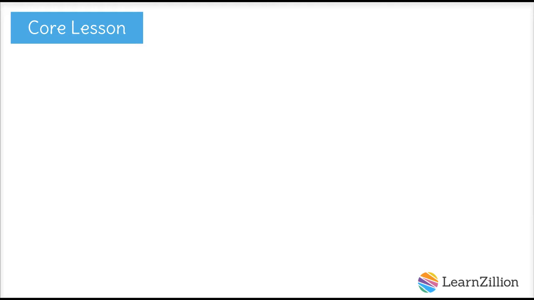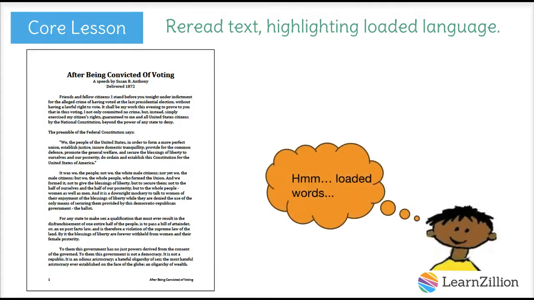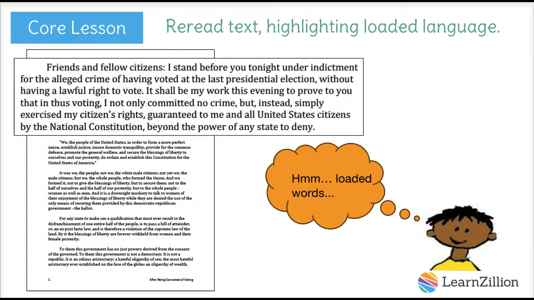So first, I'm just going to reread the text, highlighting any language that feels loaded. This means any words that make me feel something, whether it be anger, happiness, etc. As I am reading, I think to myself, loaded language. Right away in the first paragraph, in the first sentence, I have found one of these words that creates a feeling in me. It is the word alleged. I'm going to highlight the word and come back to it later in step 2. For now, I will continue reading.